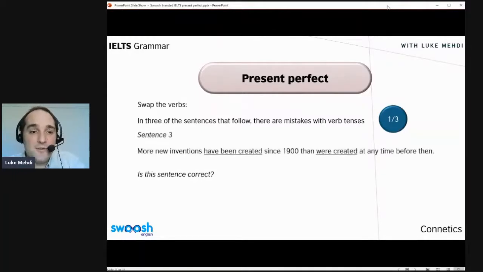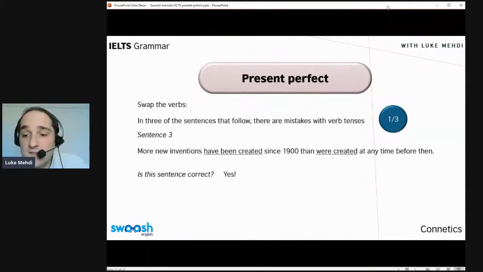So sentence number 3. Do we think this is correct? More new inventions have been created since 1900 than were created at any time before then. Do we think this sentence is correct? Yes or no? This sentence is in fact correct.